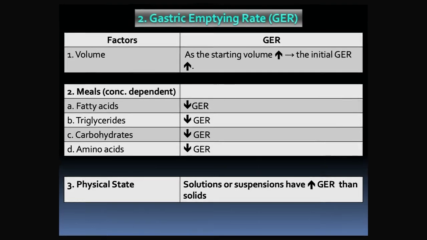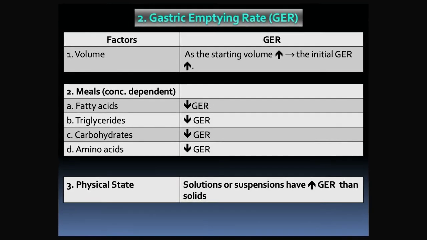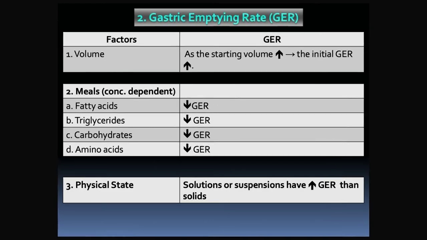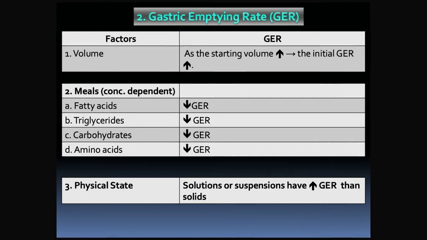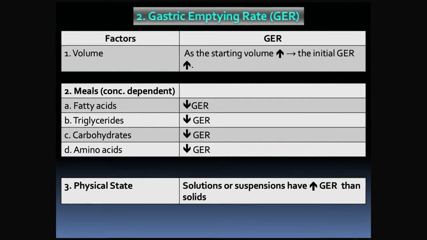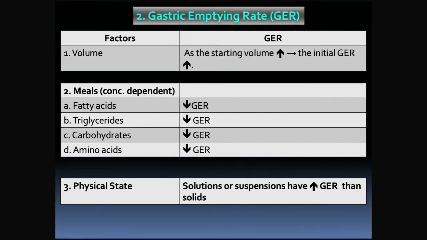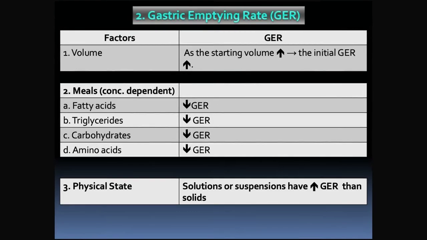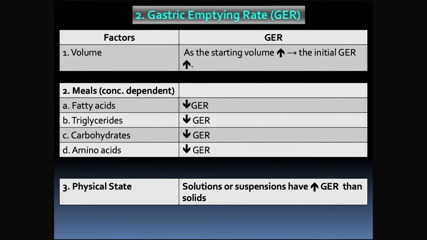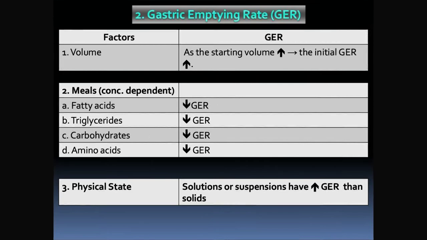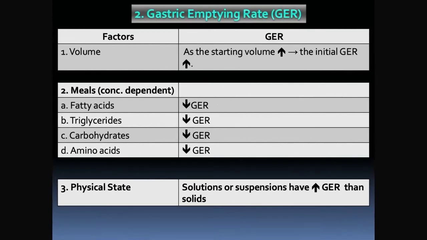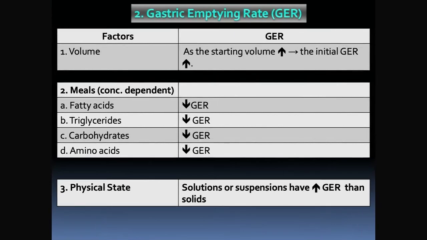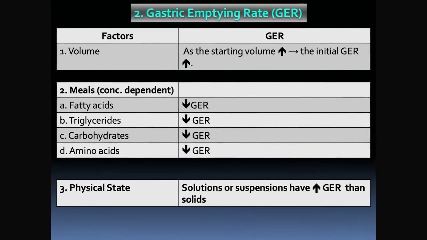As we increase the starting volume, we see a corresponding surge in the initial gastric emptying rate due to the increased pressure on the pyloric sphincter. This contrasts sharply with the concentration-dependent inhibitory signals triggered by macronutrients like triglycerides and amino acids, which effectively downregulate the rate to allow for systematic processing. When evaluating the physical state, the lack of mechanical resistance in solutions and suspensions yields a much higher emptying velocity compared to the structural complexity of solids.